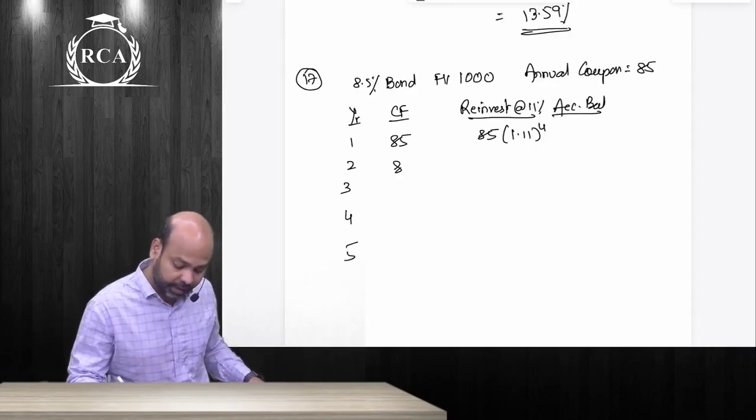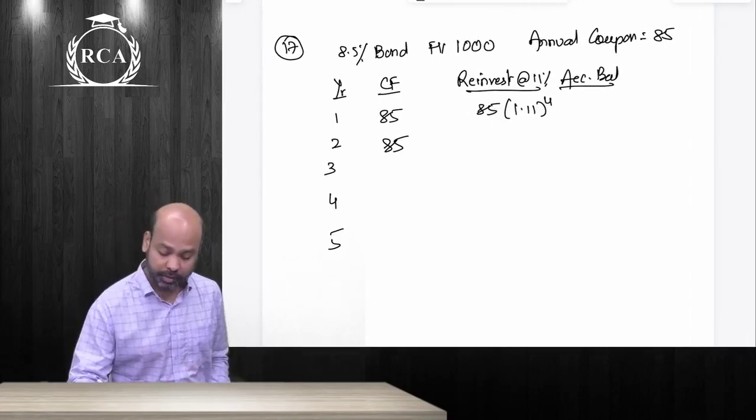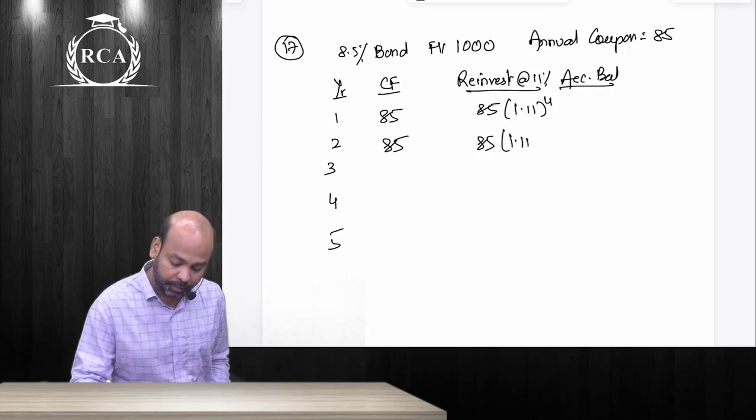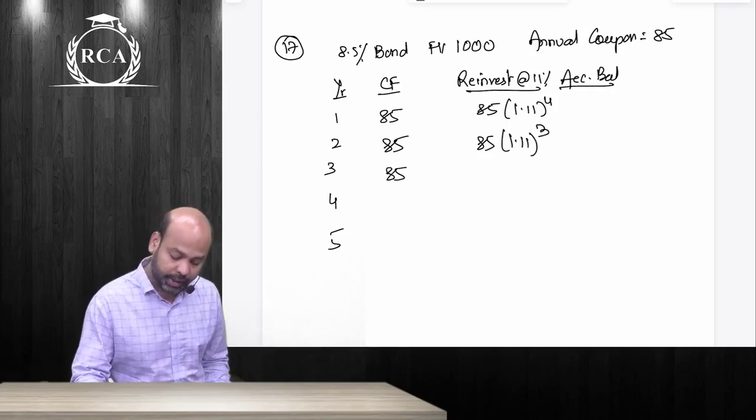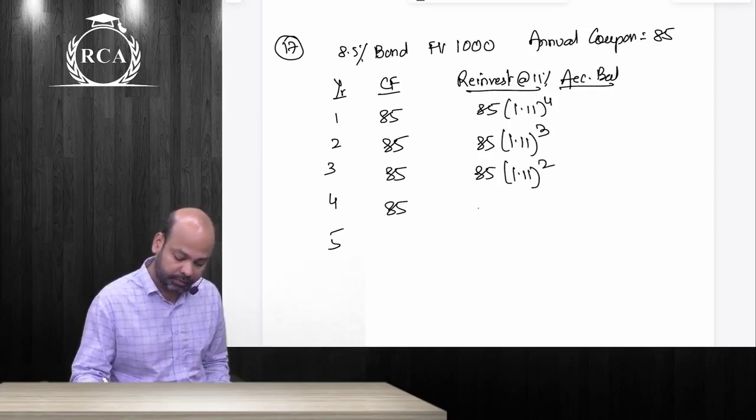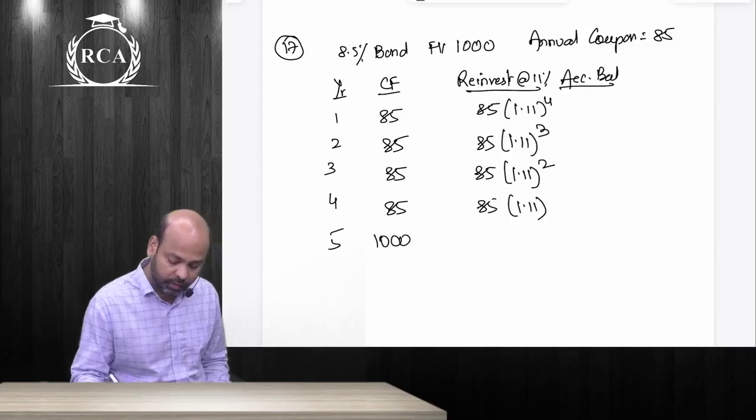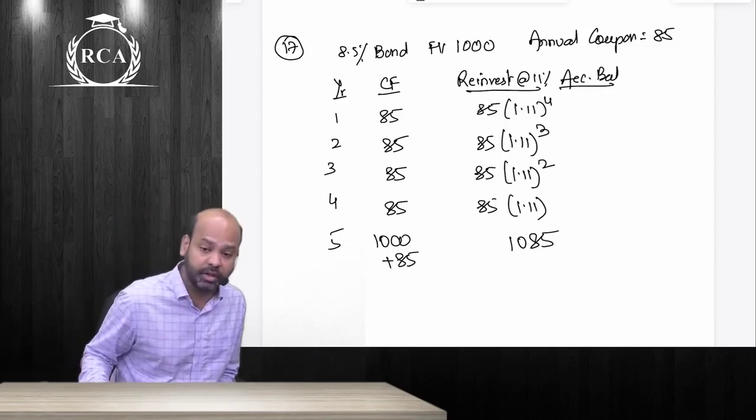The second 85 that you're getting in the second year, beta, you will be able to reinvest for a period of how many years? 3 years. 1.11 whole power 3. The third one, beta, 85 into 1.11 whole power 2. Next, beta, 85 into 1.11. Last mein, beta, you will get 1000 rupees plus 85. On this there will not be any reinvestment income because this is already at the end of 5th year.